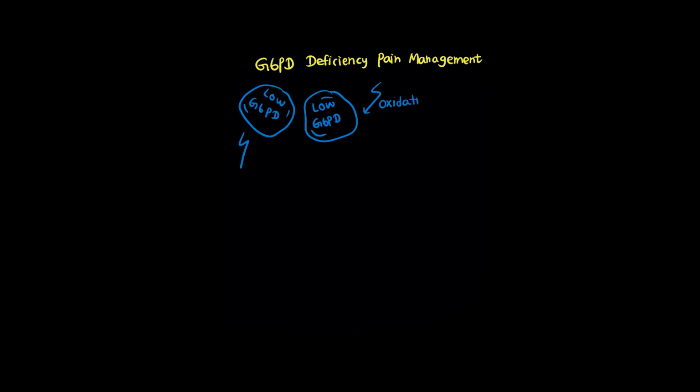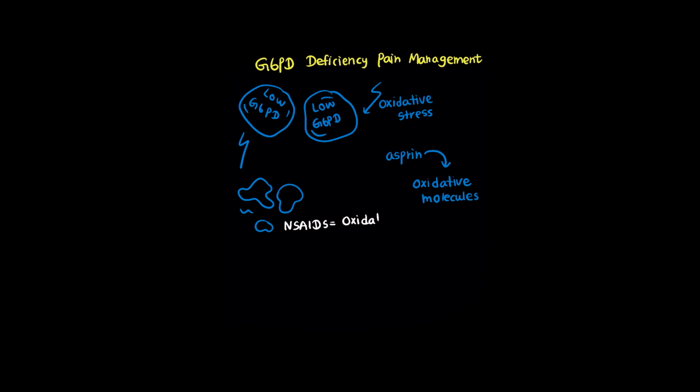G6PD deficiency requires careful medication selection to prevent hemolytic crisis. This genetic disorder reduces the enzyme that protects red blood cells from oxidative damage. Without sufficient G6PD, certain medications create oxidative stress that overwhelms the cell's defenses, causing hemolysis. Aspirin and most NSAIDs can trigger this oxidative stress through their metabolites.